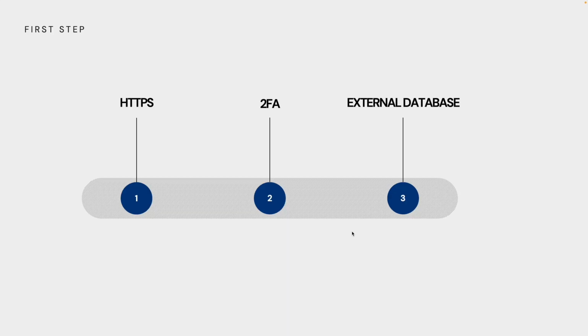Now, the first step is essentially the usual, making your Grafana server HTTPS instead of HTTP. Using HTTPS instead of HTTP ensures secure, encrypted communication, and it also protects data integrity, and it verifies website identity, which is always great and something that helps in gaining the trust of the customers.